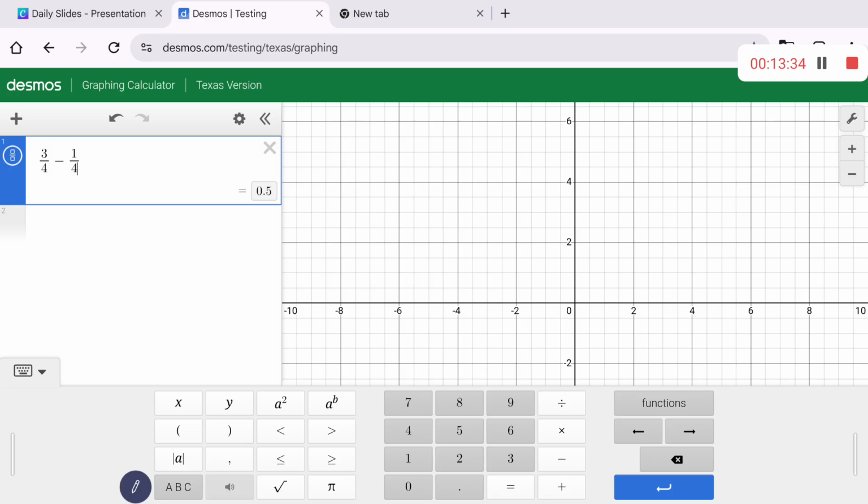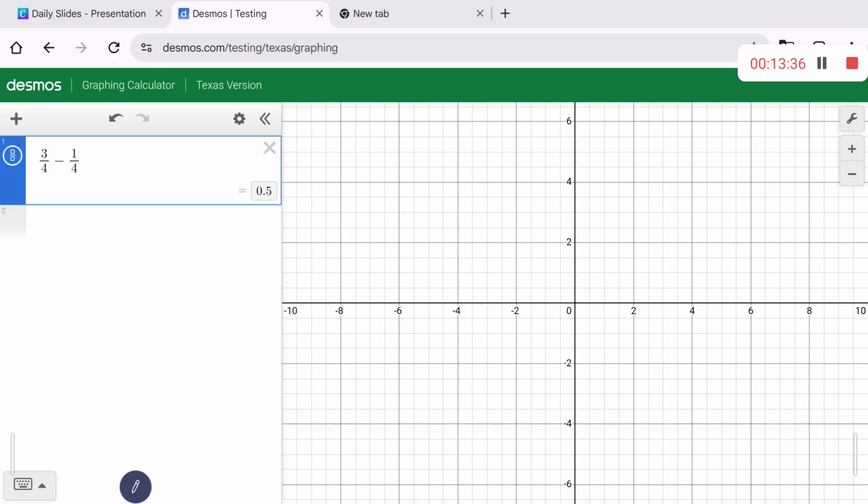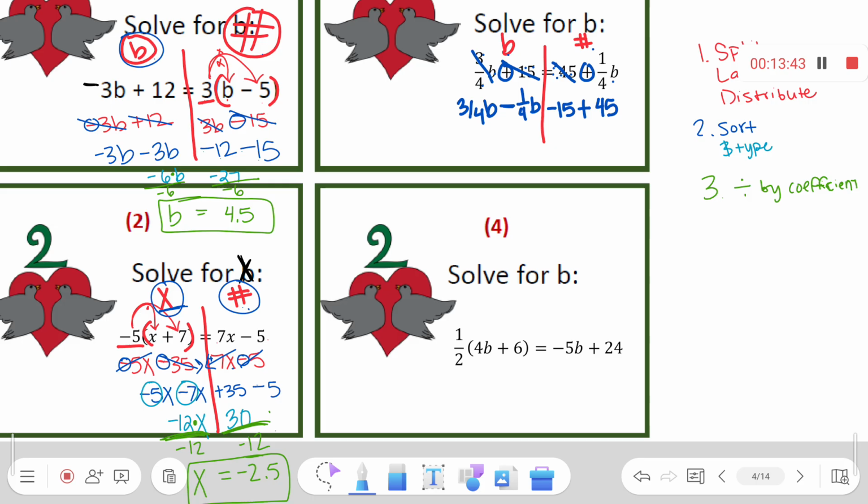If you wanted it to be a fraction, you can just click the fraction button. You can go back and forth. We've got 1/2 or 0.5. I know we like decimals sometimes, so I'll keep it at 0.5. At least when we compare them with fractions, we like decimals better. So 0.5, and I'll call that b. And then on the other side, when you type in -15 plus 45, you get 30.